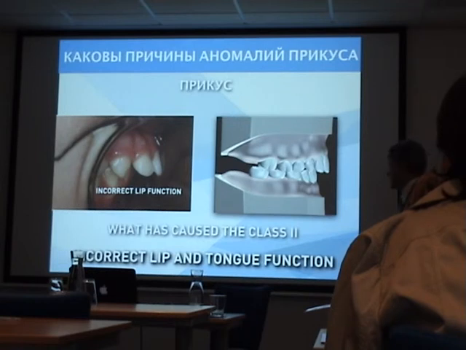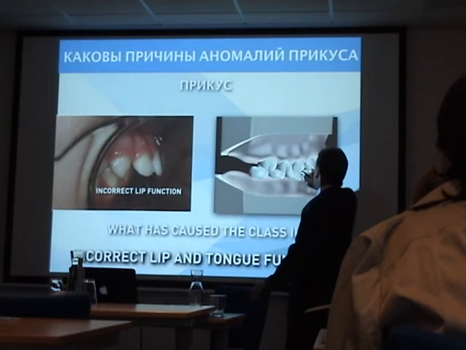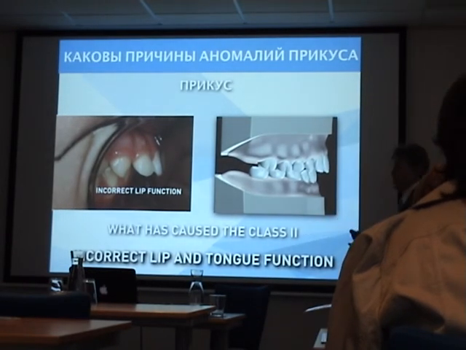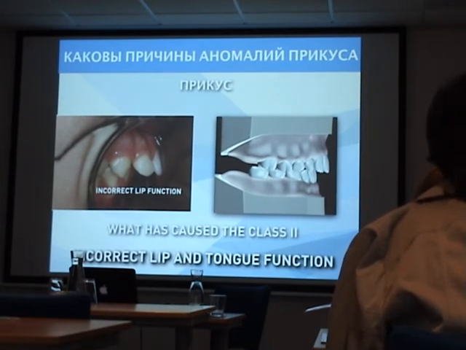And if you watch these children swallow, the lip goes in here and the tongue goes down here. So the tongue is recruited, tongue and lips are recruited because the child is a mouth breather and they can't get the tongue up into the maxilla to swallow.